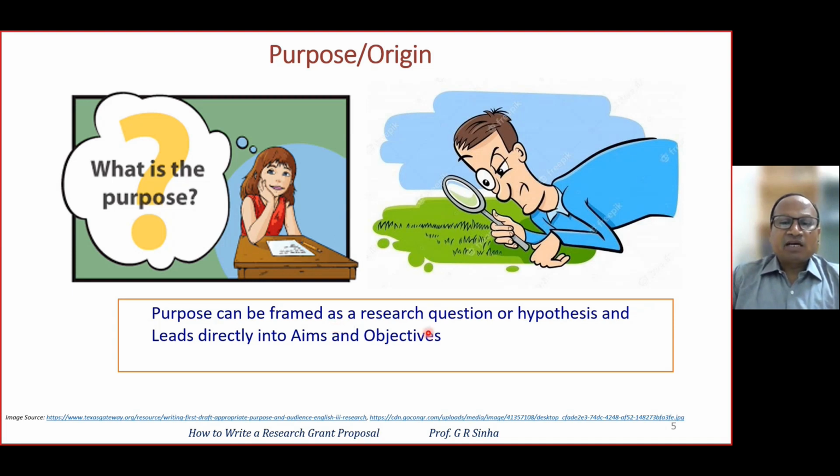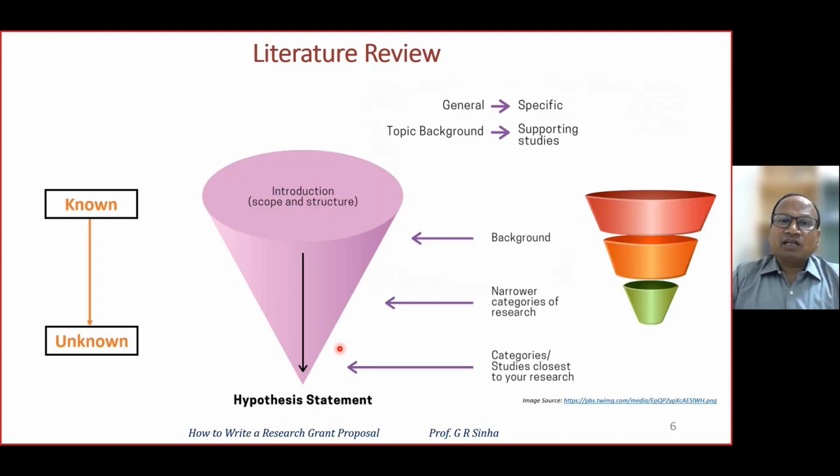Purpose can be framed as a research question or a hypothesis. You can also write in the form of research questions. What are the research questions which are very relevant and need to be addressed, and it can be supported by a concise hypothesis, and that leads directly to aims and objectives. So when you articulate purpose and origin, it must be translated into aims and objectives. What do you want to achieve? What are your main objectives in the research proposal you are writing about?